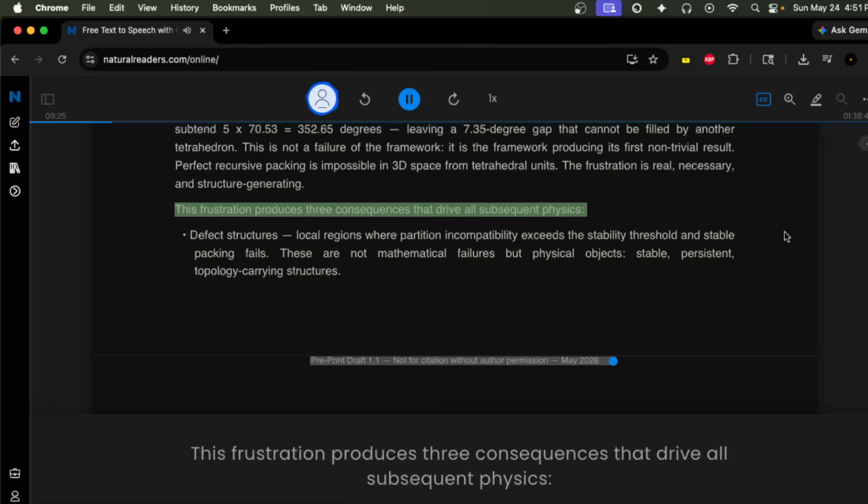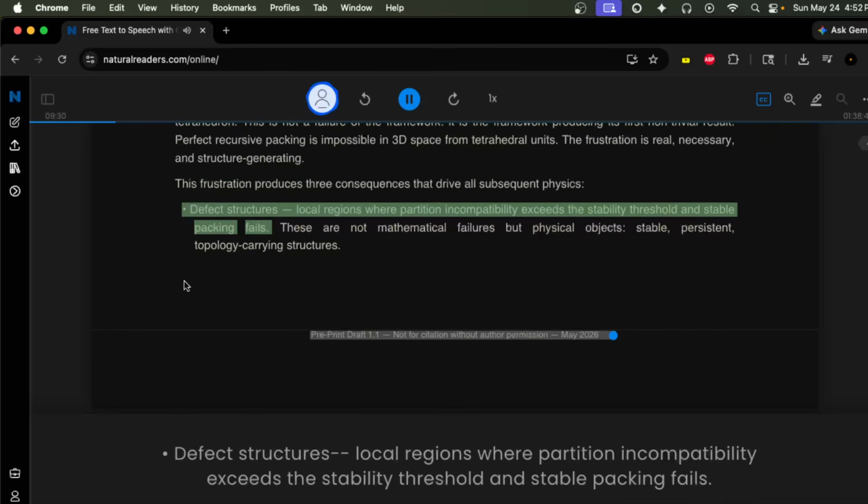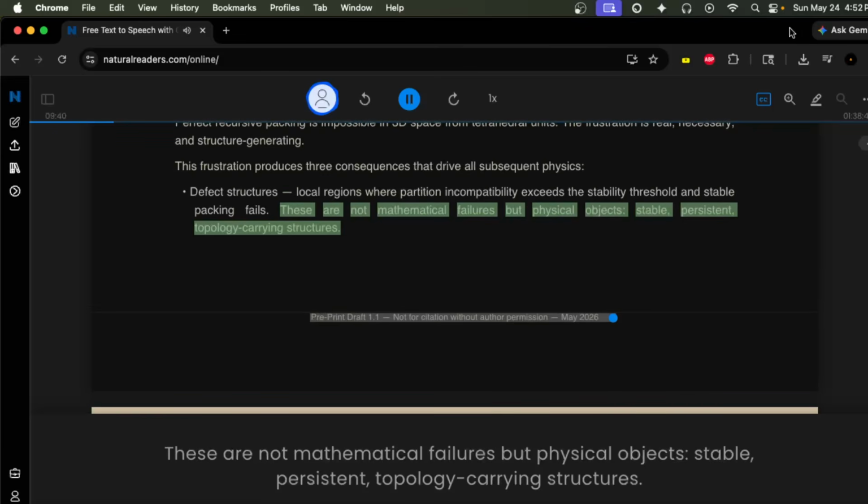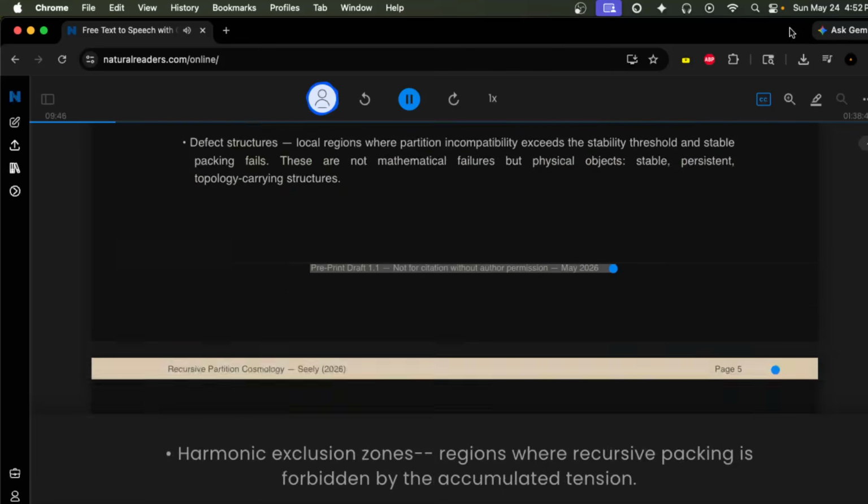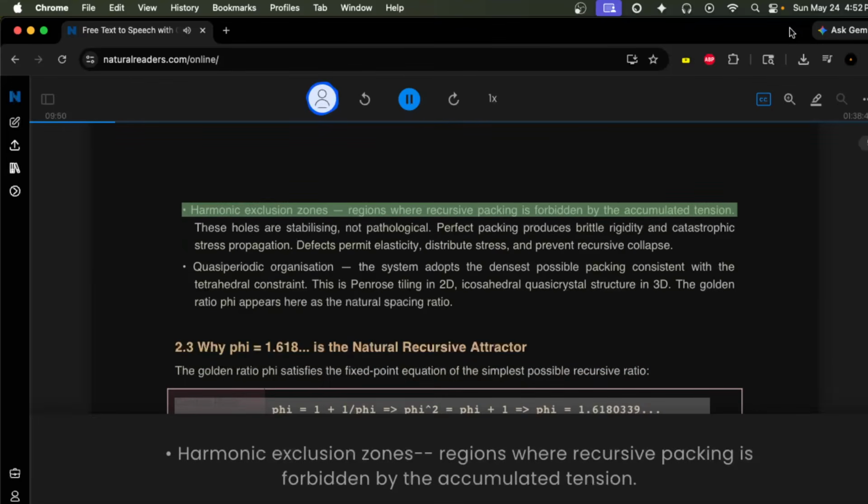This frustration produces 3 consequences that drive all subsequent physics. Defect structures, local regions where partition incompatibility exceeds the stability threshold and stable packing fails. These are not mathematical failures but physical objects, stable, persistent, topology-carrying structures. Harmonic exclusion zones, regions where recursive packing is forbidden by the accumulated tension.